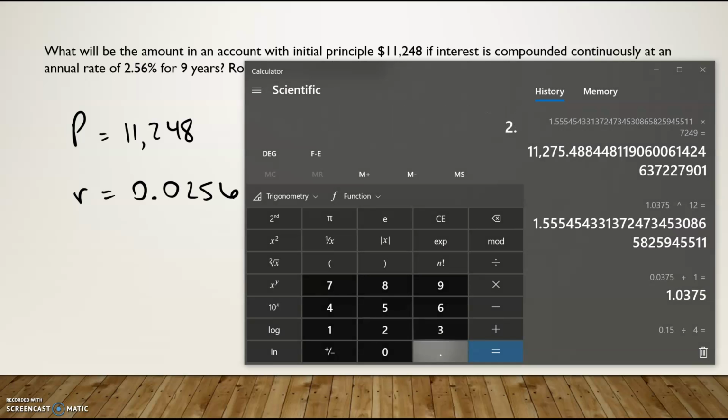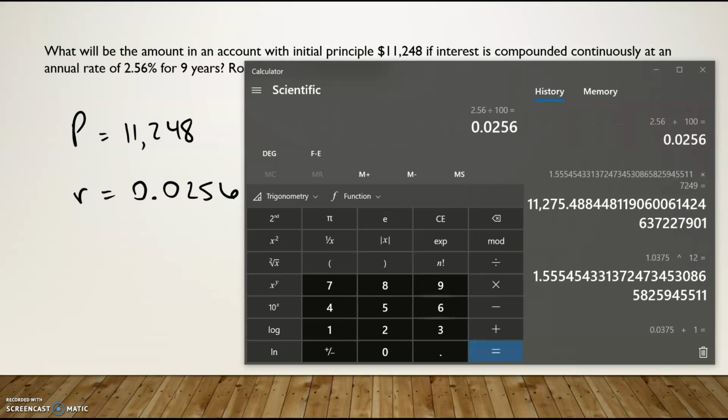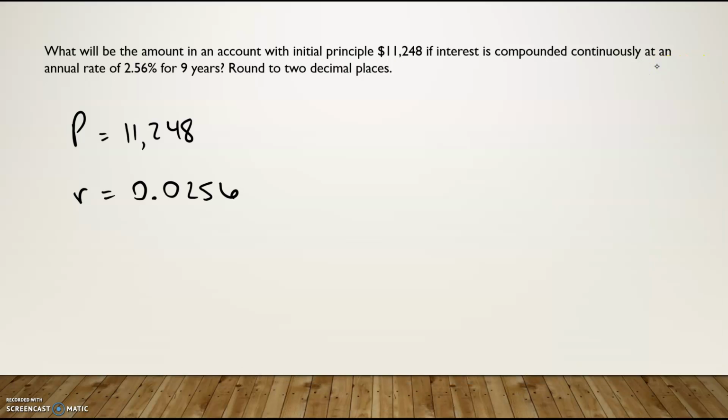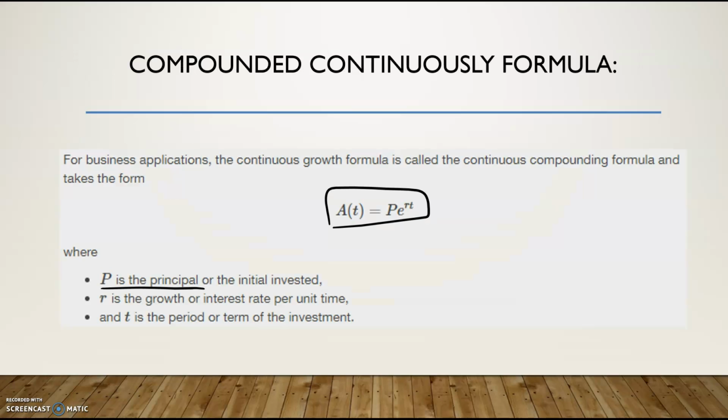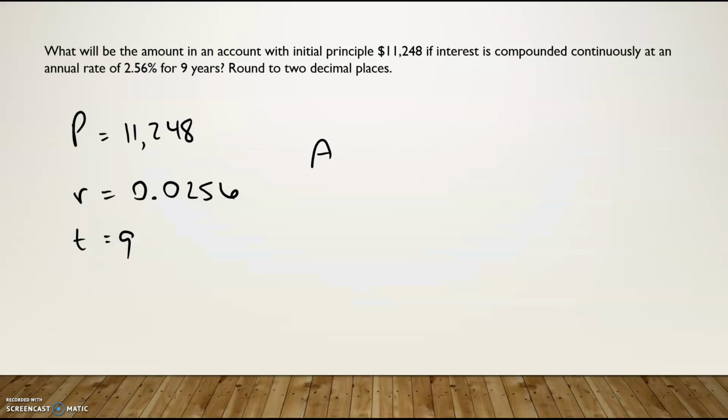So you would take 2.56 divided by 100, and that's how I'm getting the 0.0256. Okay, and then T is 9. So for 9 years, T is the period or term of the investment. Okay, so after 9 years, we're going to have 11,248, and then e raised to R times T, so 0.0256 times 9.